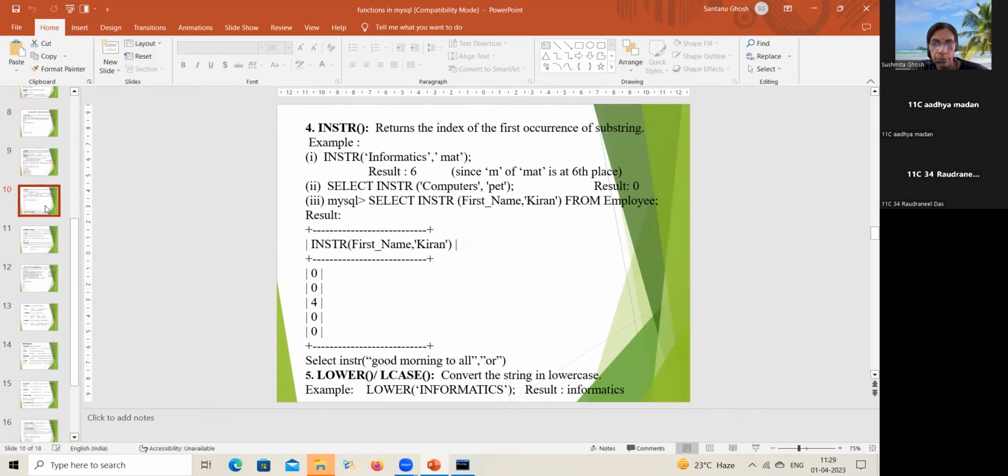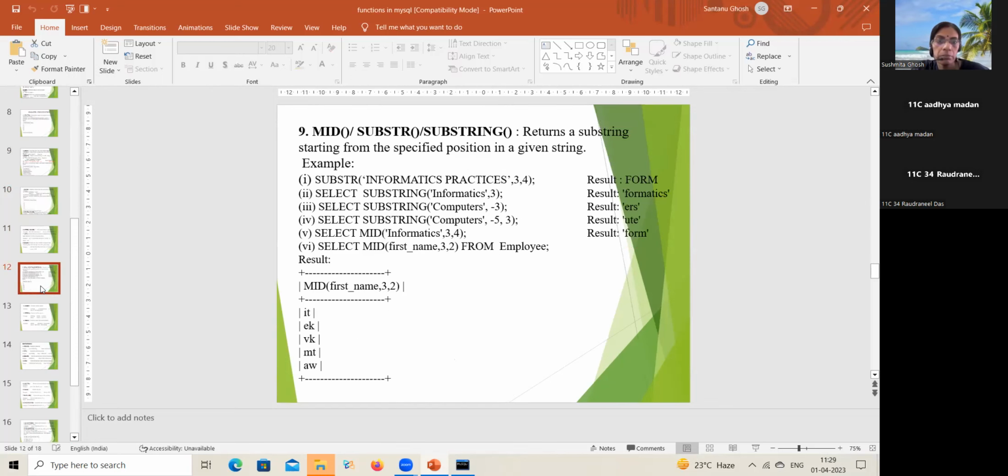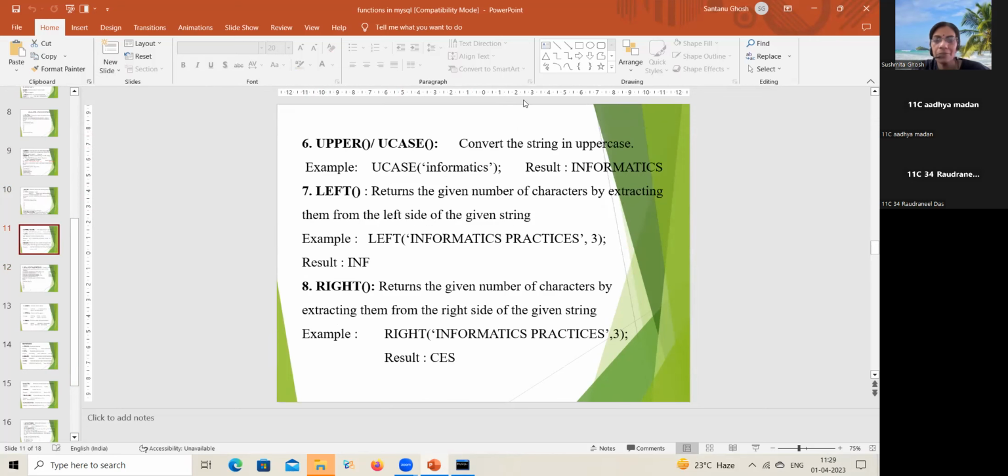Now, two most important functions, which are 100% there in the question paper. One is round, definitely. Another is sometimes length. But two most important ones, where multiple types of questions come, are INSTR and SUBSTRING, mid or substr or substring. Okay? Let's do this. Okay, I'll do that later. Let me do the easier ones first.